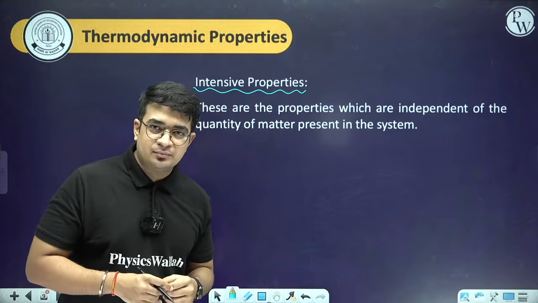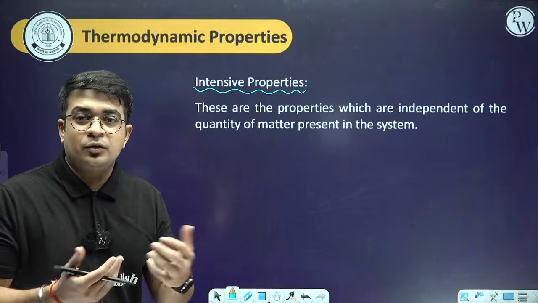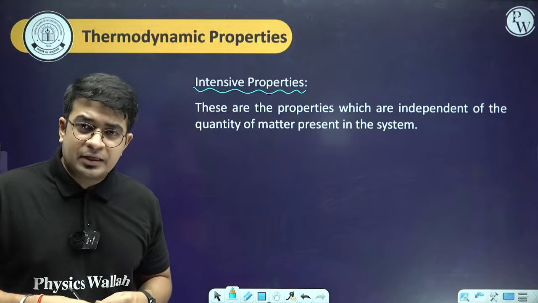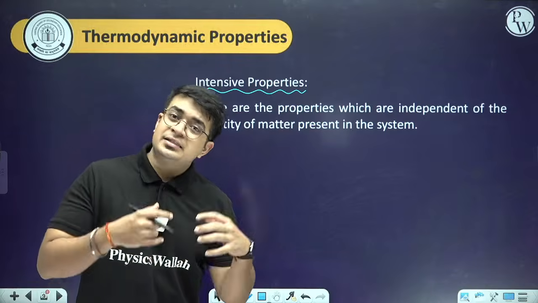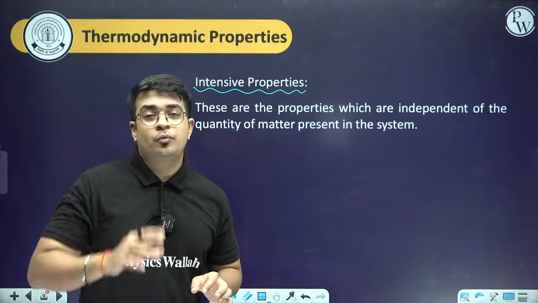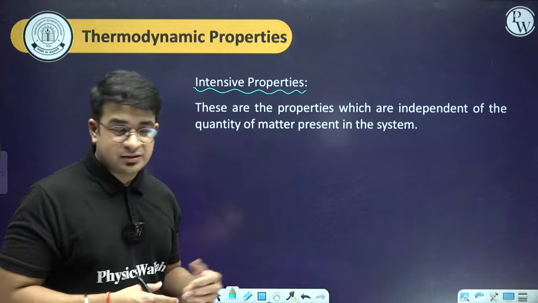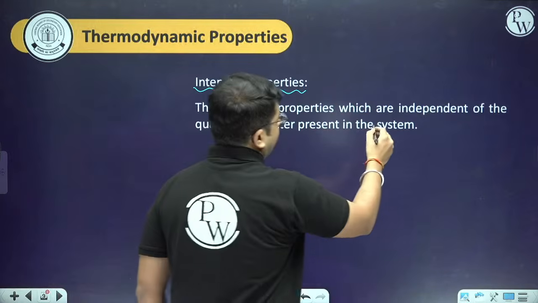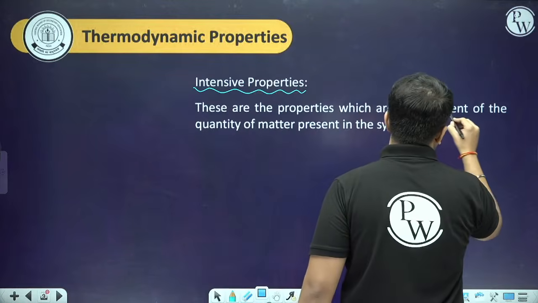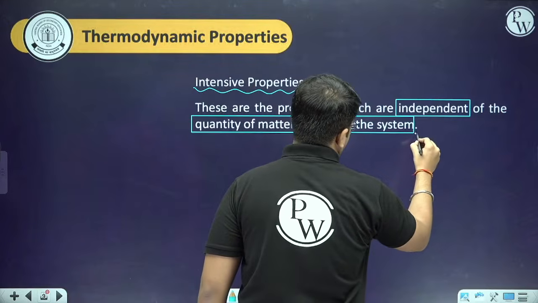So let's say we have a system, I have put some chemical inside that particular part, and I'm considering a particular calculation, either the calculation of temperature, or its mass or its volume, whatever it is. Now on bifurcation, if I see the same value every time, it means that property is intensive. It doesn't depend upon the quantity of matter taken inside the system. So always remember, these are the properties which are independent of the quantity of the matter present inside the system.